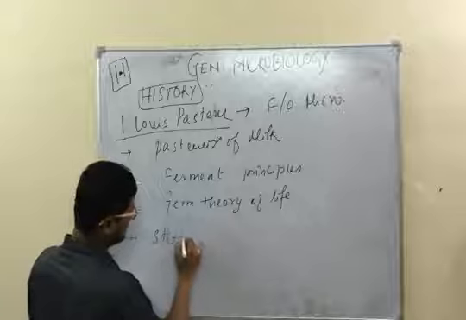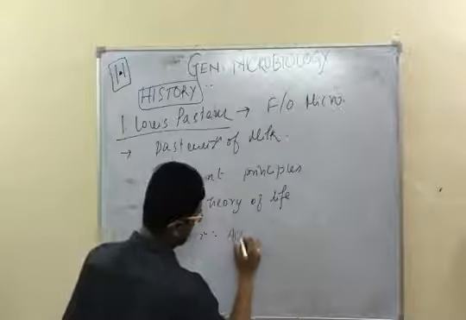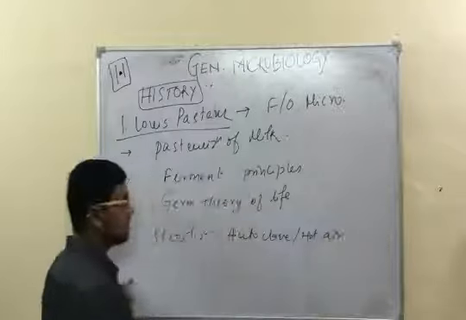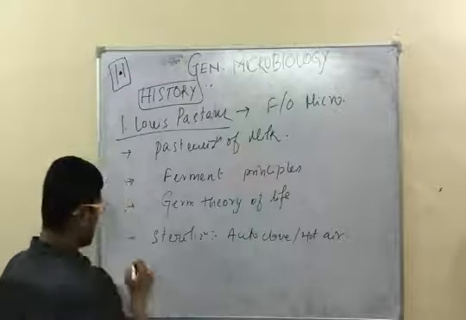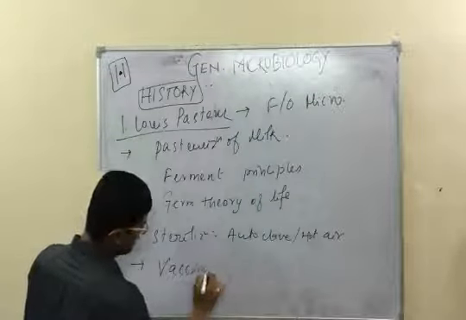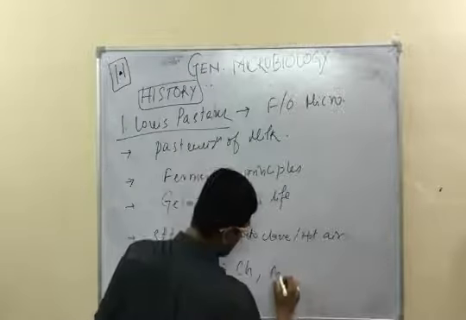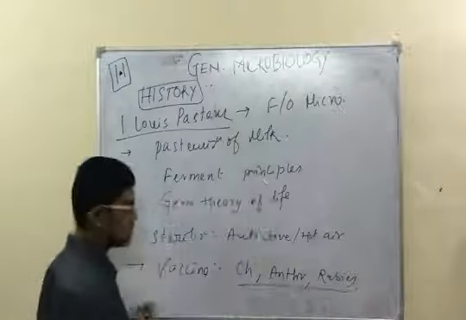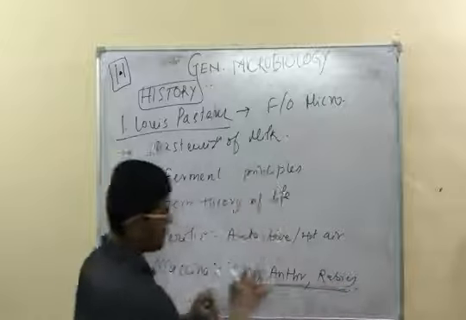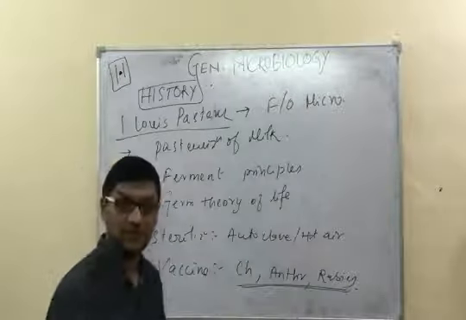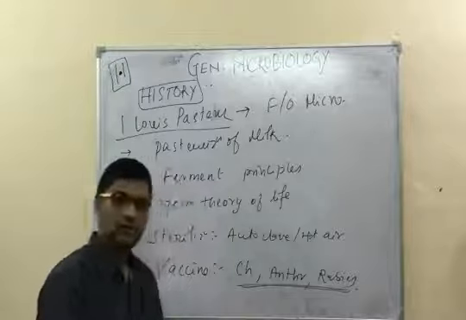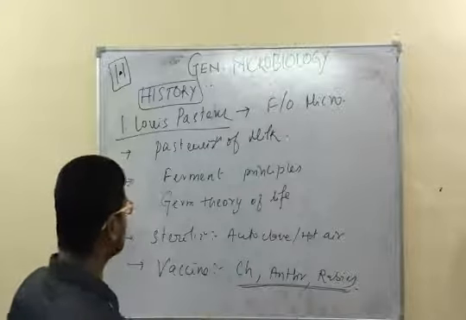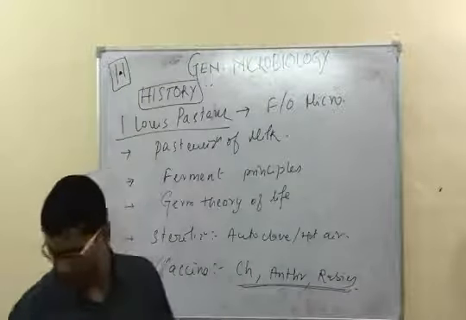Various sterilization principles like autoclave, hot air oven, all this, the basic principle was laid down by Louis Pasteur. He has discovered the various vaccines like cholera vaccine, anthrax vaccine, rabies vaccine. Not the vaccines which are in use now, but the first stage of the vaccines for cholera, anthrax and rabies were discovered by Louis Pasteur. Of course, now those are much modified and the later advanced vaccines are used. So these are the various contributions laid down by Louis Pasteur.